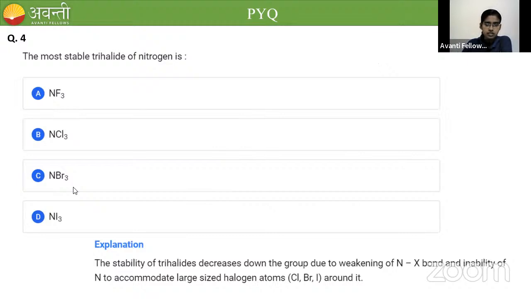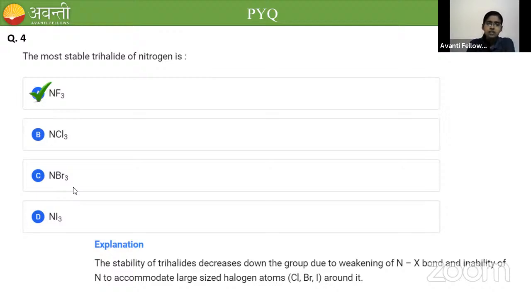Just a second. The most stable trihalide of nitrogen is... The explanation is already on the screen. So the answer will be NF3.